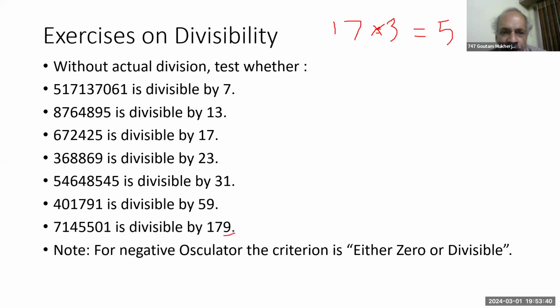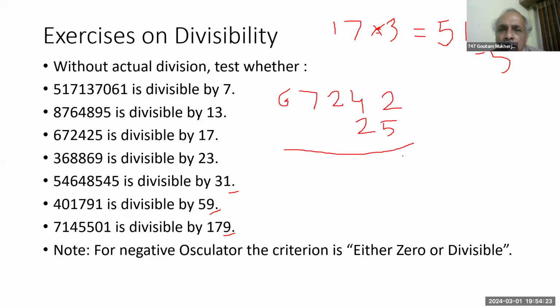This was ending in 9, 1 doesn't have a problem, but ending in 7, 3, 7, 3, these you have to consider. So 7 into 3 is 21, which is 2 into 10 plus 1. So therefore, this oscillator is minus 2. Yeah. So what you do? You will get 6, 7, 2, 4, 2, then minus 25. You will get 7.